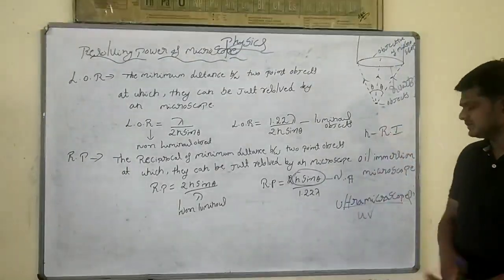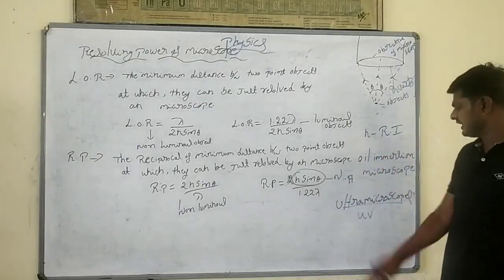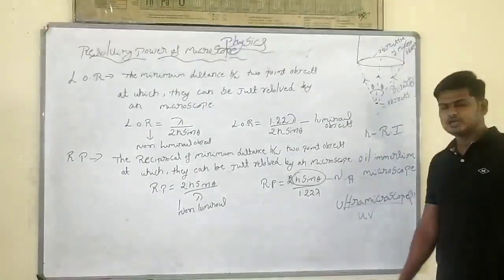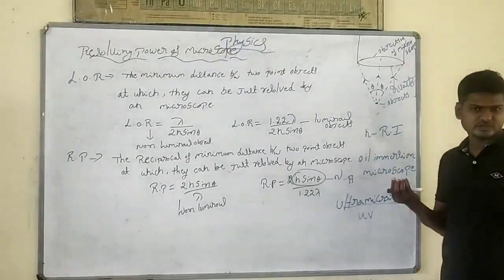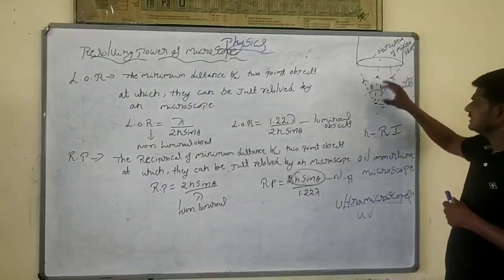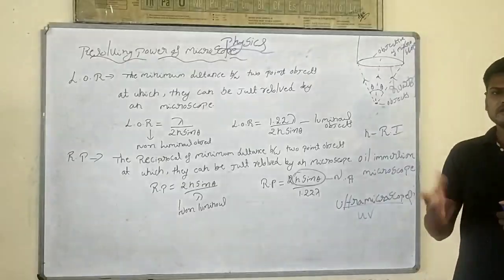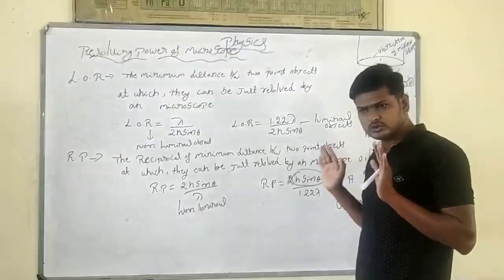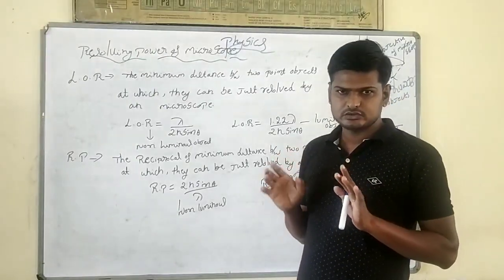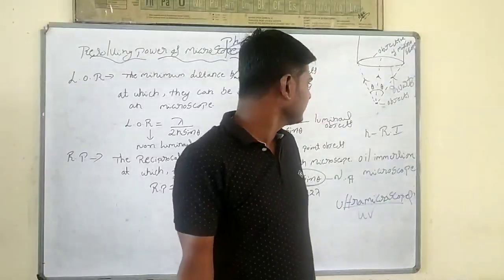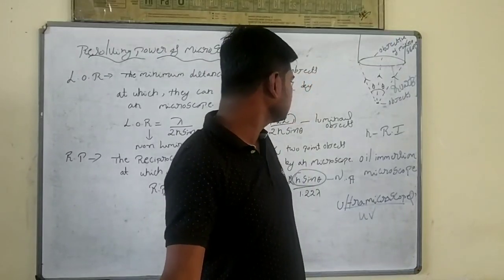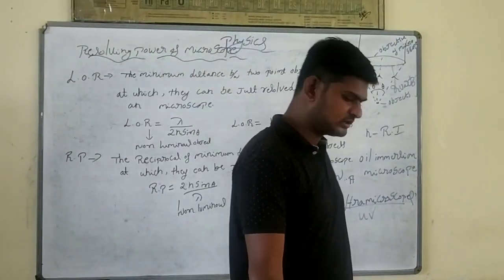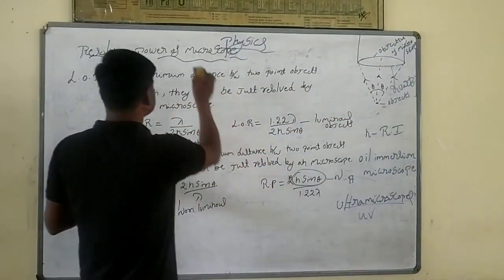What is meant by the two types of microscope? One is the oil immersion microscope, another is the ultra microscope. In the oil immersion microscope, we just put an oil of high refractive index surrounding the object. This is about microscopes. Now we can discuss telescopes.